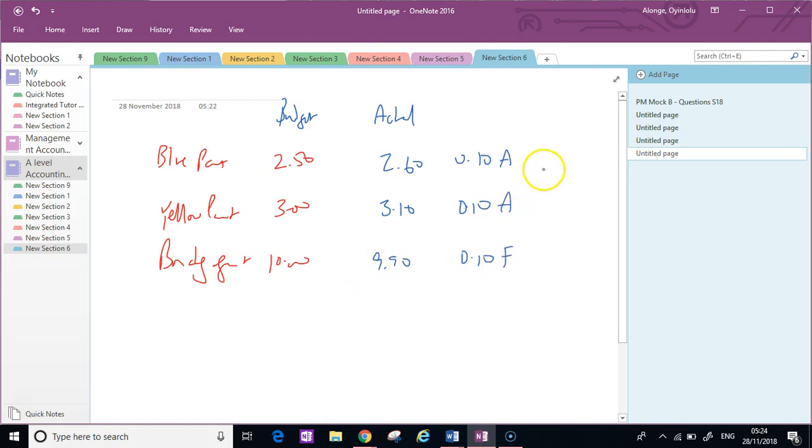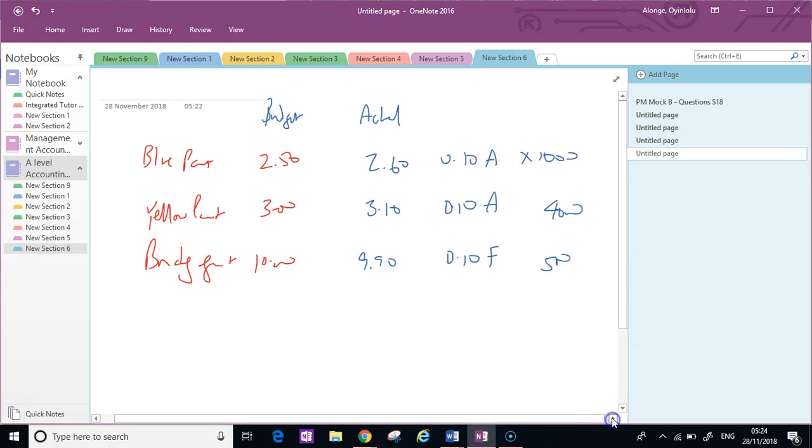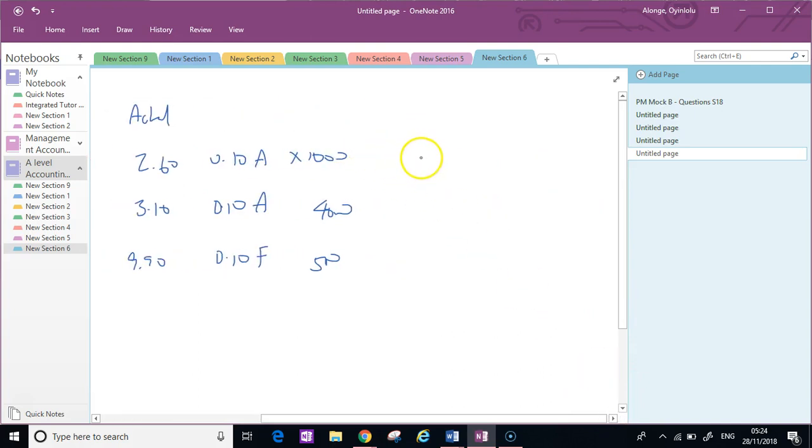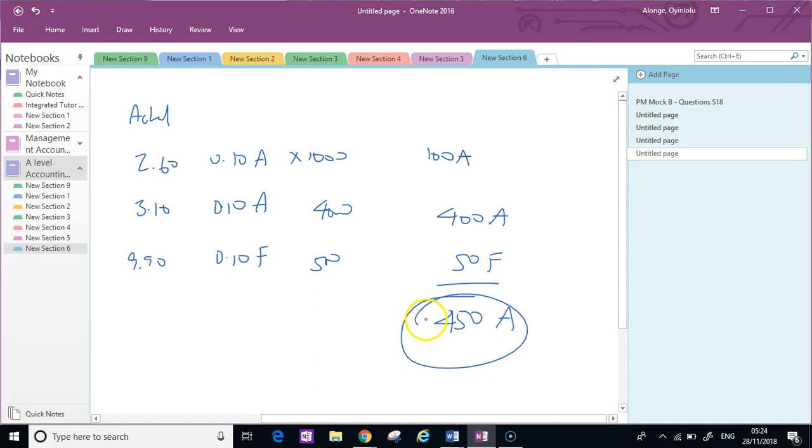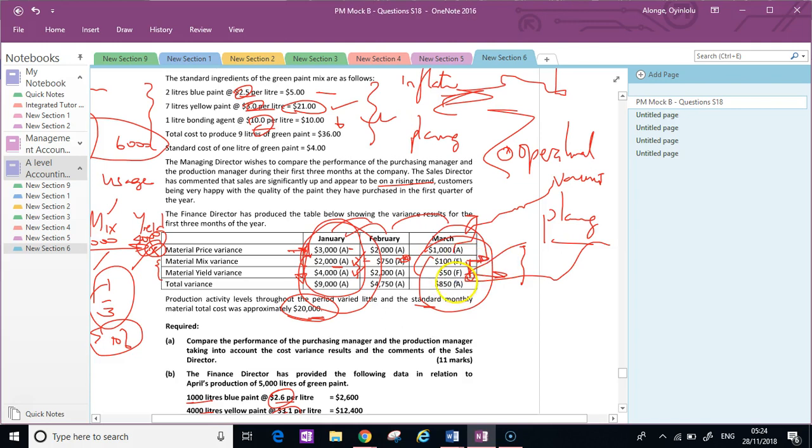And the question is, how many did he buy? He bought 1,000 here, he bought 4,000 here, and he bought 500 here. So we literally need to multiply. Let me just move it a little. So when I have that, I have 100 adverse, 400 adverse, and 50 favorable, which brings me to a total of 450 adverse. And that's my price variance. So always, literally, if this doesn't come up in part C, it'll come up in part A. But these are standard nice questions that you can pick marks up on.